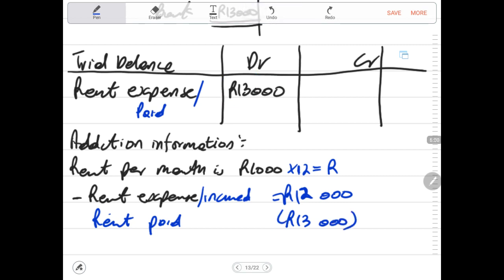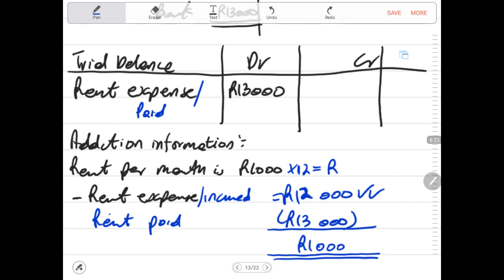It doesn't matter, guys, which one becomes negative, but you just need to subtract one from the other. So now we can see that rent is overpaid by an amount of 1,000 rands. We paid more than what we're supposed to have paid, because we're supposed to have paid a rent of 12,000 rands. But we can see in the trial balance that the rent that is already paid is 13,000 rands.